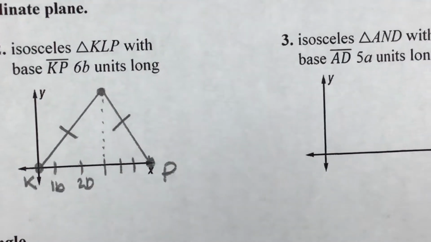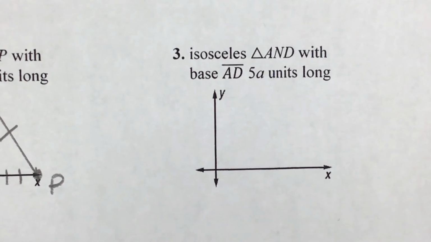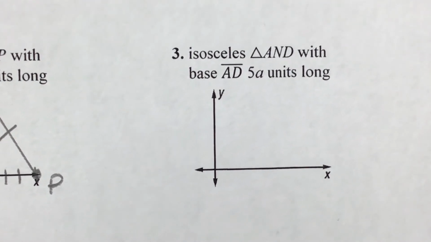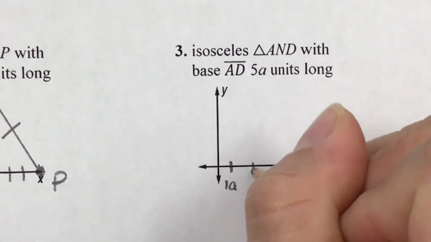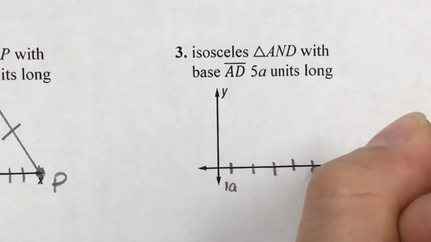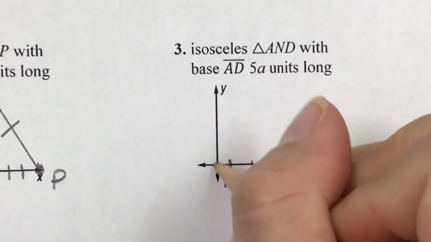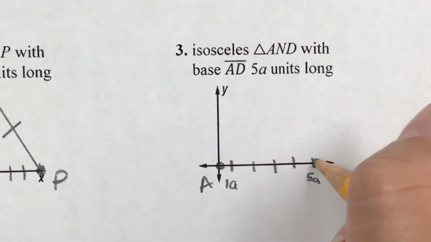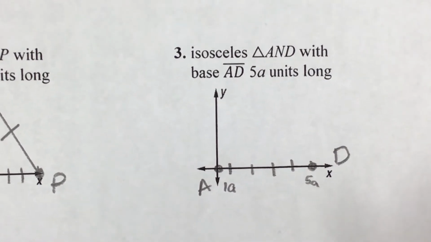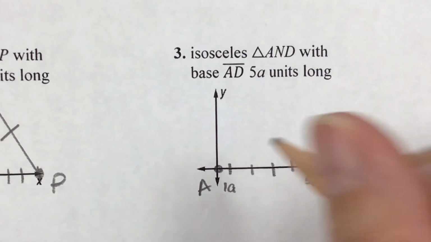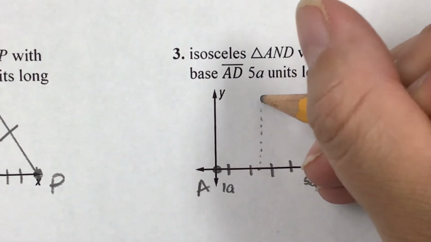Okay, on 3. We have an isosceles triangle AND with the base of AD 5 units long. So we have 1A, 2, 3, 4, 5. So this would be 5A. That means that this has to be the point A, and this one has the point D. Remember, we have to go halfway, that's 2.5, to then draw the line up to make our point.